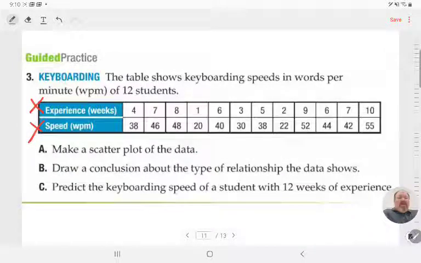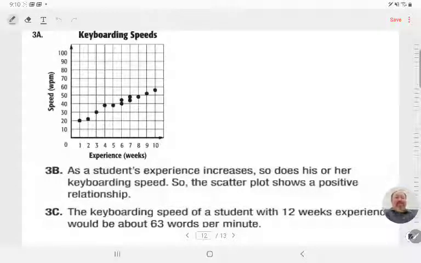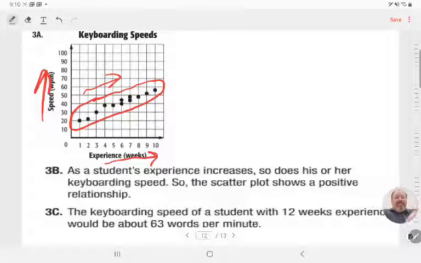So I happen to do that already. This would be your scatter plot, or what it should look like. And you will notice that after you plot your data, you can kind of see a trend forming, right? It should be a positive relationship is what you should have gotten. So as experience increases, the speed increases, and that should make sense. The more experience you have, the faster you'll be. And so I could state as students' experience increases, so does his or her keyboarding speed. And again, it's a positive relationship.